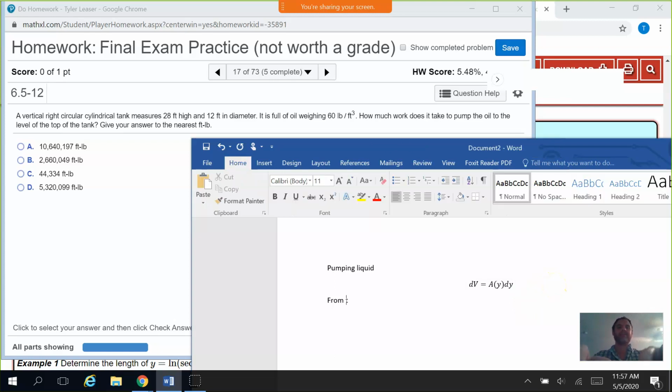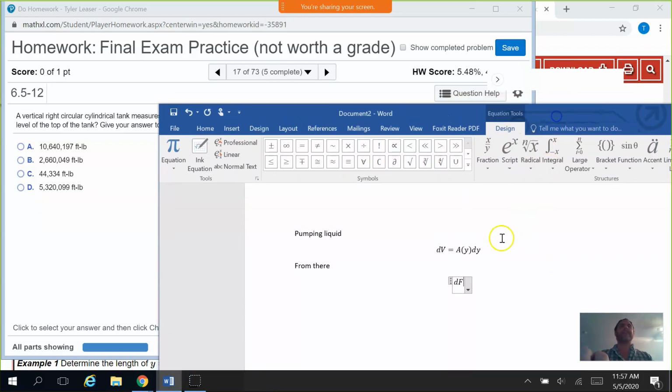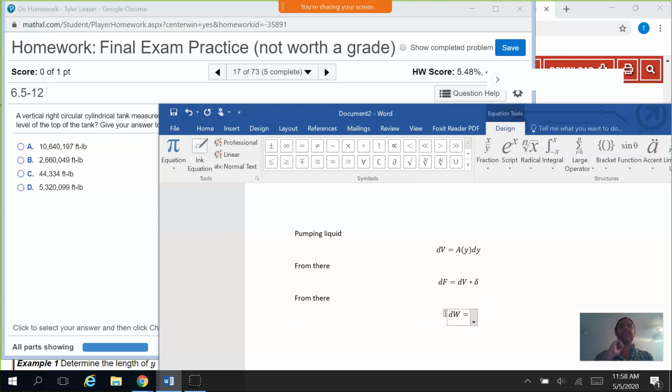From there, you want to find the force of each of your slices. To find the force of each slice, you take whatever you had previously, the volume, and multiply that by the density. That delta symbol. So just take the volume from the last line and multiply it by the density. Not too much going on there. From there, you want to find the work. This is going to be the work it takes to remove one particular slice.